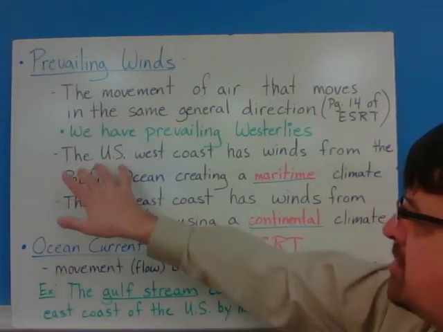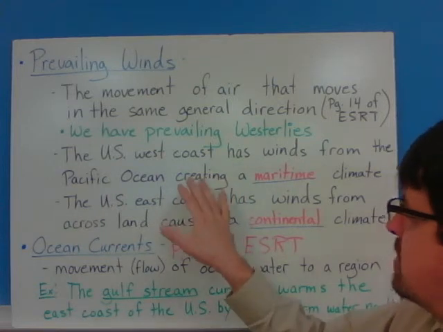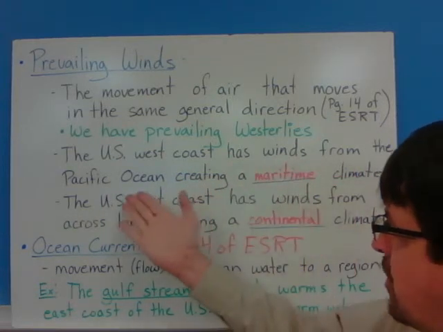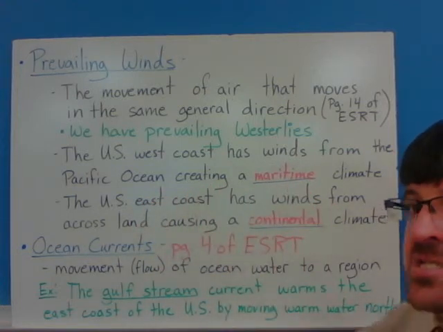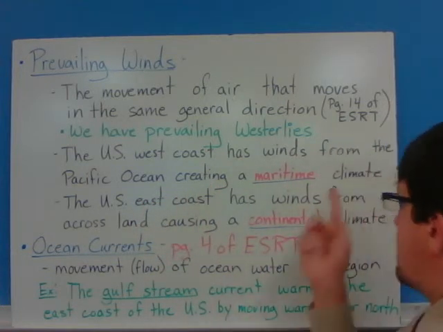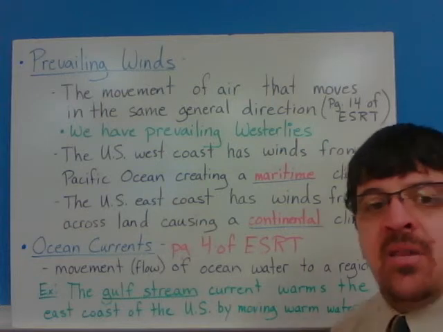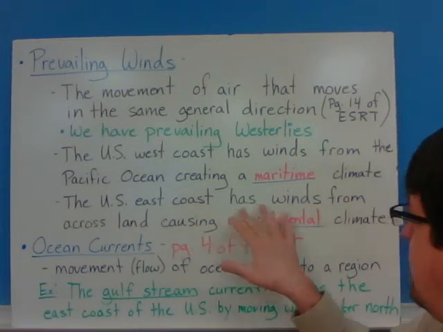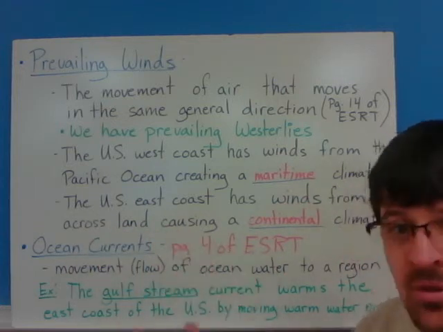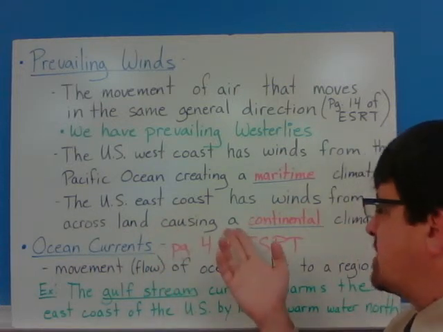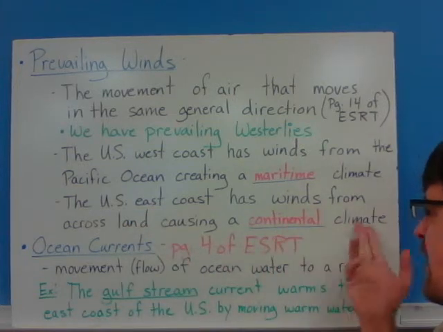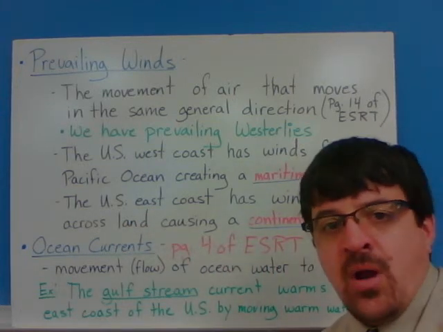Okay. Now the U.S. West Coast, so out by California, they have winds from the Pacific Ocean, creating a maritime climate, because it's coming from over top of the water. Okay, it's picking up a lot of moisture as it goes across the ocean. The U.S. East Coast, that's us, has winds from across the land, still coming from the west, but it causes a continental, or dry, climate because it's coming from over top of land. Okay, so we're a drier climate.